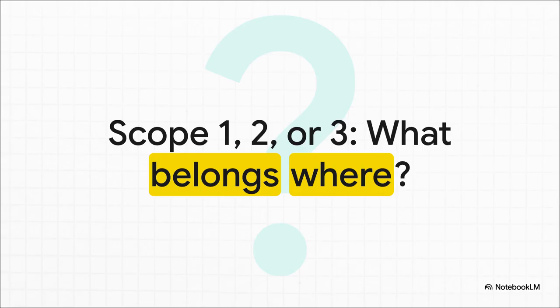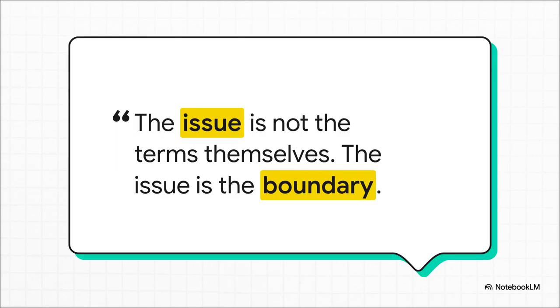Right? This is the central question. What belongs where? Is the electricity you use to power your office Scope 1? What about that flight an employee takes for a conference? Is that Scope 3? It can feel like a total mess, but I promise there's a really simple logic to it all. And this quote just hits the nail on the head. The problem isn't that the terms are complicated. The real challenge, the whole secret really, is just understanding the boundary. You know, that invisible line that separates one scope from the other. Once you can see those lines clearly, everything else just clicks into place.